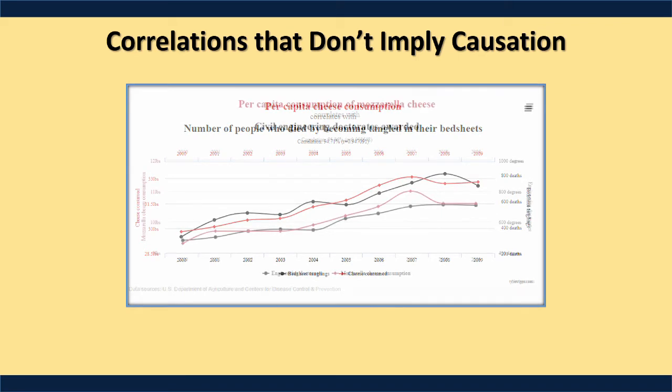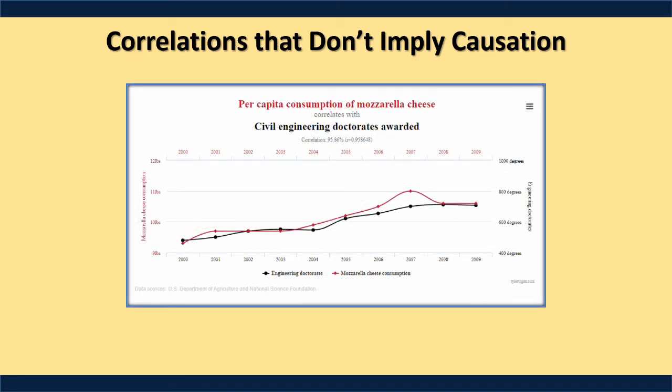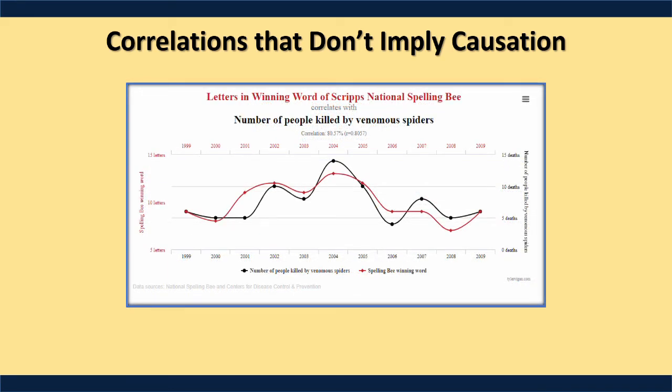There's also a strong correlation between per capita consumption, this time of mozzarella cheese, and the number of civil engineering doctorates awarded. And there's even a correlation between the number of letters in the winning words of the National Spelling Bee and the number of people killed by venomous spiders. The thing I hope you see from these illustrative graphs is that even though something co-occurs, it doesn't necessarily mean that one thing has any causal relationship with the other.